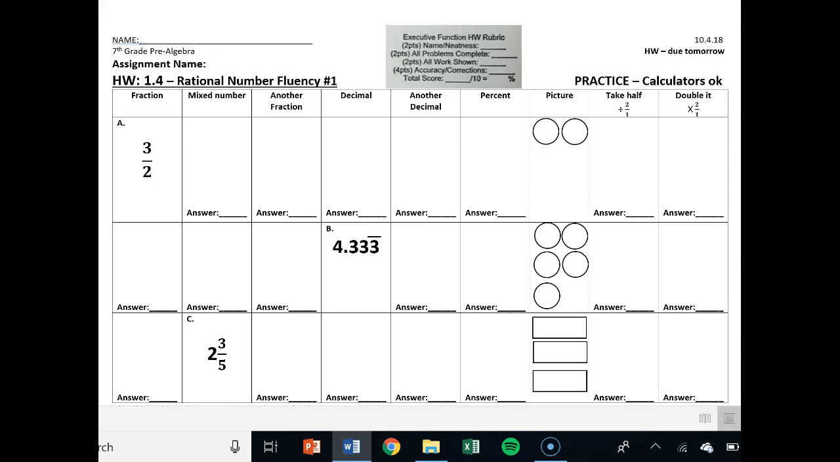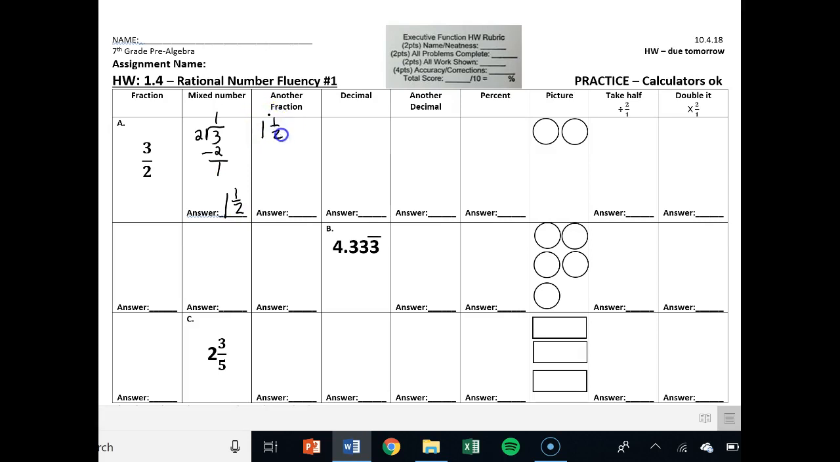Welcome to Homework 1.4. Practice calculators are okay, but you must show work. It's due tomorrow. So right off the bat, I've got a fraction. I need to change it into a mixed number that is equivalent to that fraction. So 2 goes into 3 one time with 1 left over, hence 1 and 1/2, right? 1 is my numerator here, 1 is my whole number here, 2 stays my denominator.